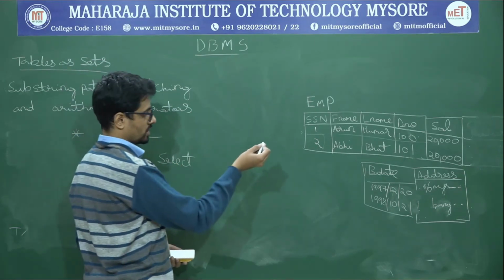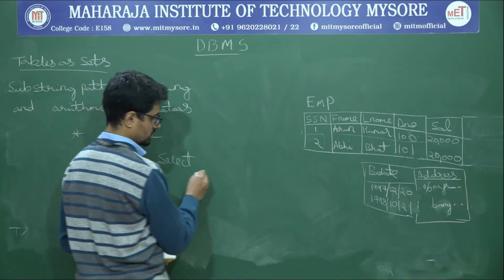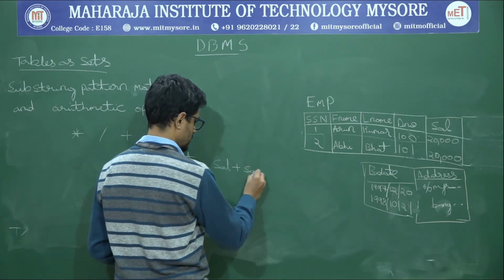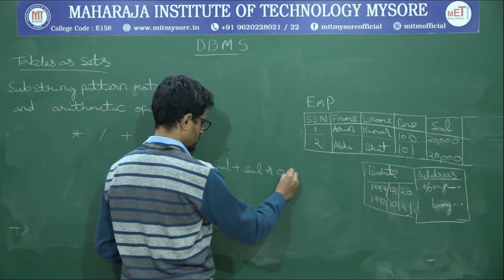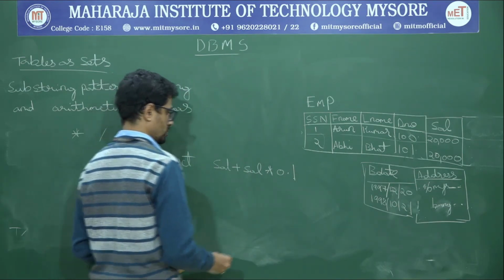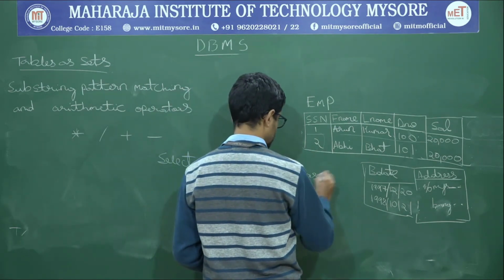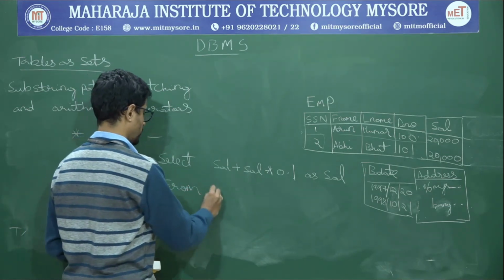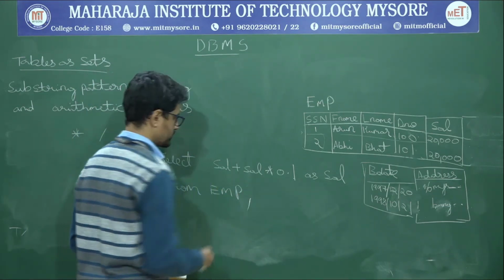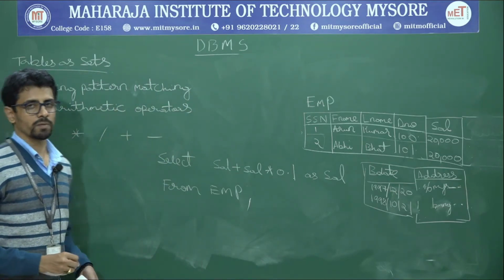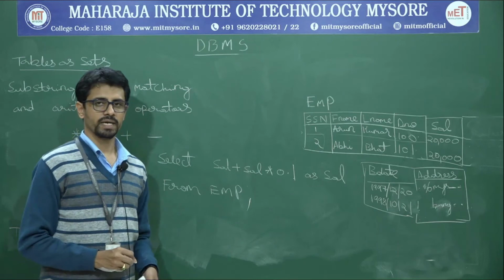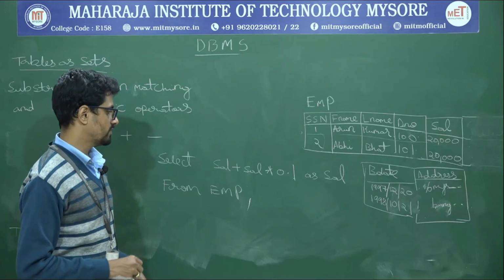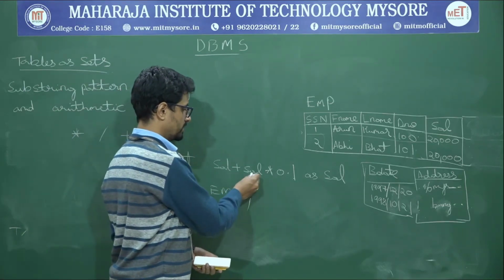So select salary, which is salary plus salary into 0.1 as salary from EMP. As you can see, I have used some arithmetic operators in this query. I am trying to increase the salary by 10% of the actual salary being paid right now. So I have taken the 10% of the salary.